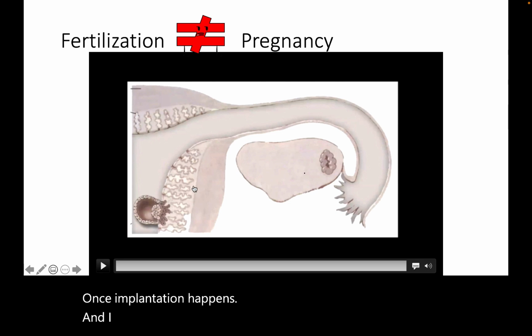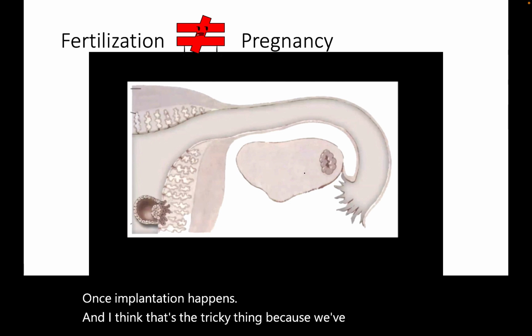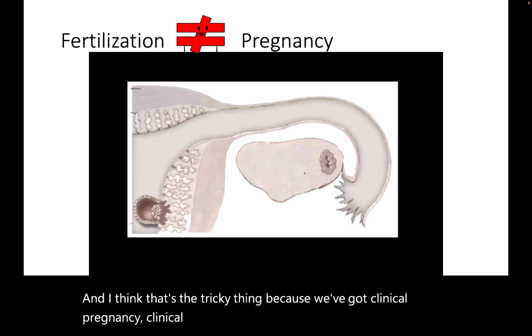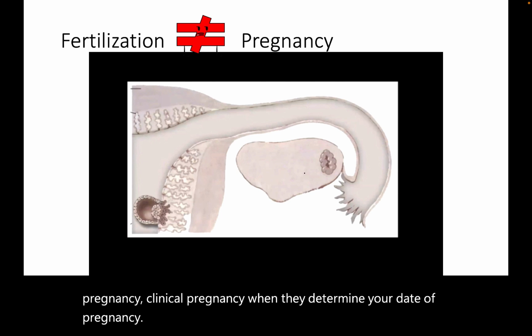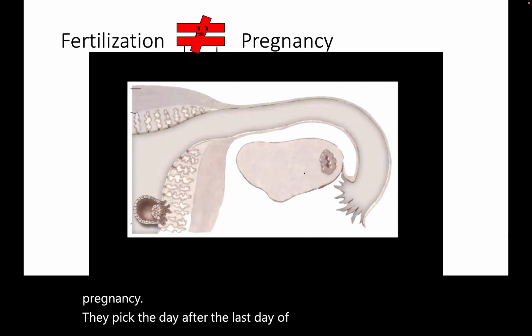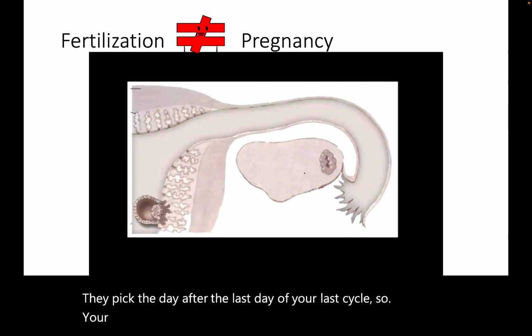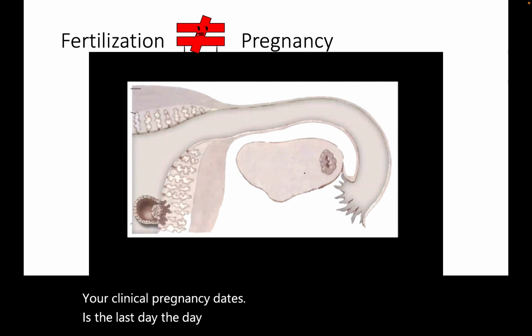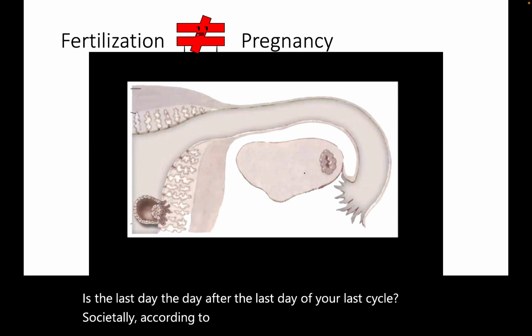And I think that's the tricky thing, because we've got clinical pregnancy. Clinical pregnancy, when they determine your date of pregnancy, they pick the day after the last day of your last cycle. So, yeah, your clinical pregnancy dates is the day after the last day of your last cycle. Societally, according to society, you're pregnant as soon as fertilization happens.